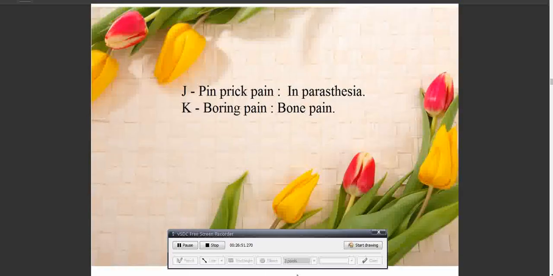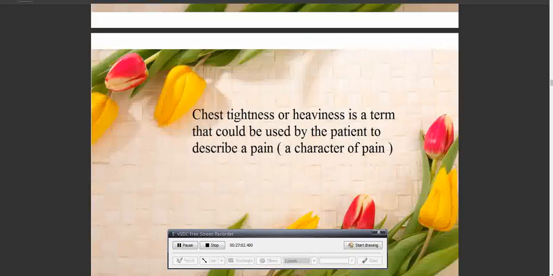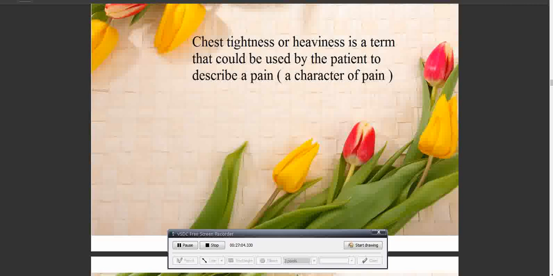Another idea here is pinprick pain in a paresthesia. Boring pain, like in bone pain. Chest tightness or heaviness is a term that could be used by a patient to describe a pain or the character of a pain.